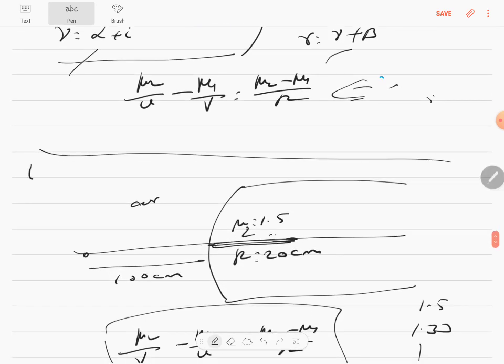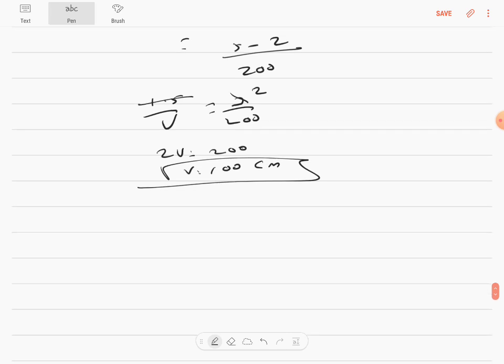It's example 36 in Aurora, where the light from a point source in air falls on a convex spherical refracting surface of refractive index 1.5. Radius of curvature is 20 centimeter. The distance of the light source from the glass surface is 100 centimeter. At what position is the image formed? That was this question.